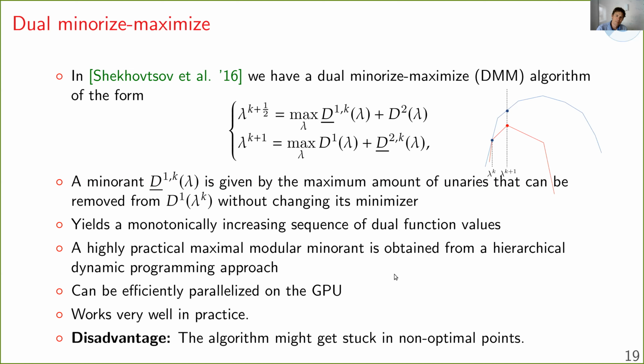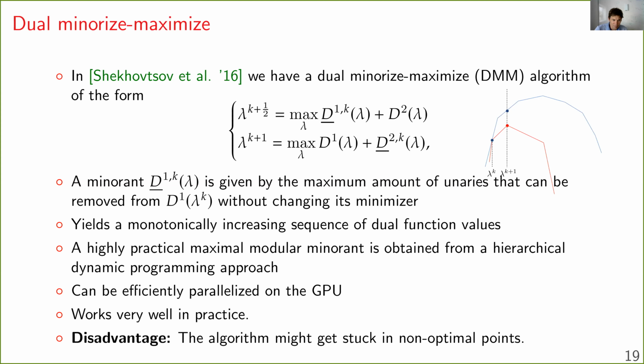And the algorithm proceeds as follows. You fix one of the dual functions to be the original function, but the other function actually is replaced by a minorant. And the minorant should be constructed in a way so that we can solve this maximization problem of the minorant plus the second original function easily. And this is actually the case when this minorant just consists of unary terms.